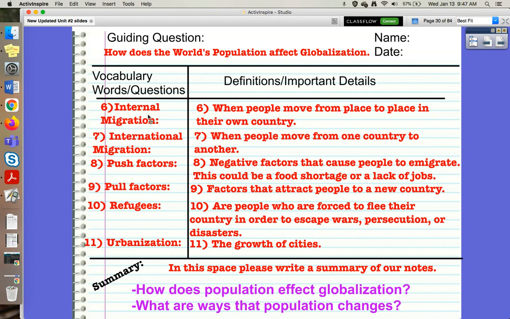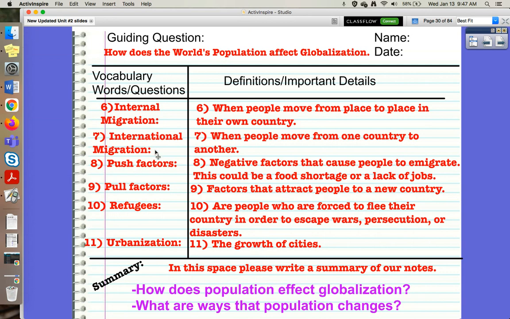Migration. So there's internal migration and there's international migration. Internal is inside. So that's when people move from place to place within their own country. So maybe you move from Wisconsin to Minnesota or you move from Minneapolis to St. Paul. That's internal migration. And migration is just moving. Okay. International migration is when people move from one country to another. So you move from the United States to France, or you move from New Zealand to Portugal. Okay. That is you internationally between nations moving.